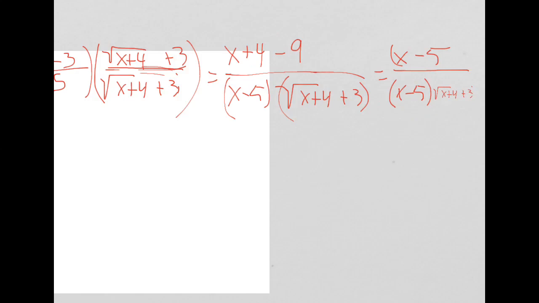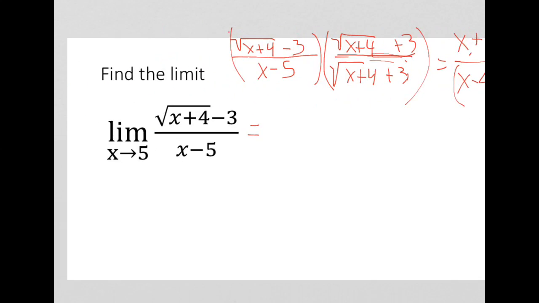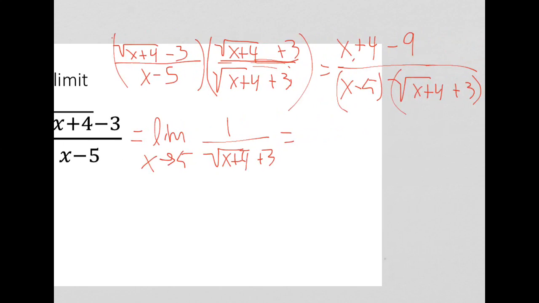And now, same thing in the numerator and the denominator. So we can get rid of them, replace that with a 1. And so we get 1 over the square root of x plus 4 plus 3. So let's write our limit as x approaches 5 of 1 over the square root of x plus 4 plus 3. Now we can directly substitute in, so we get 1 over the square root of 9 plus 3, which is going to give us 1/6.